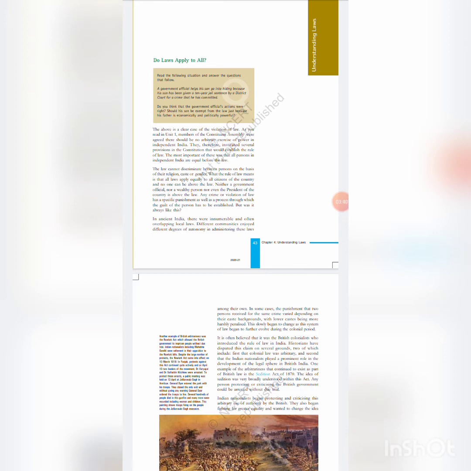The British Sedition Act of 1870 set a perfect example of arbitrariness. Under this act, a person protesting or criticizing the British government could be arrested without due trial. Indian nationalists began protesting and criticizing the arbitrary use of authority by the British.